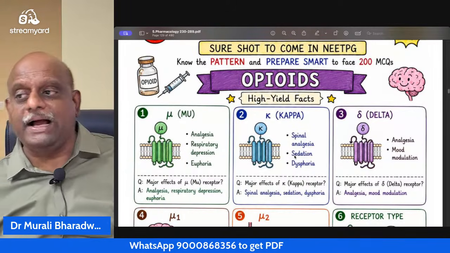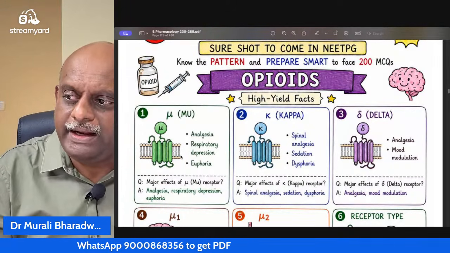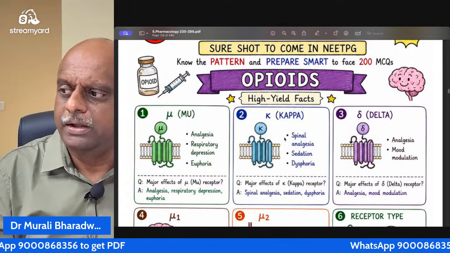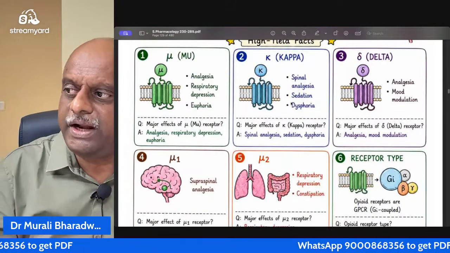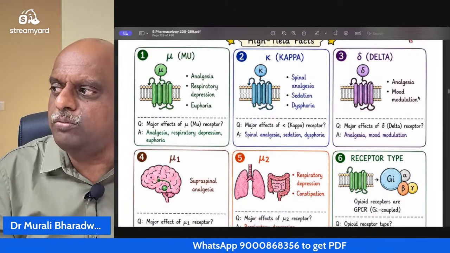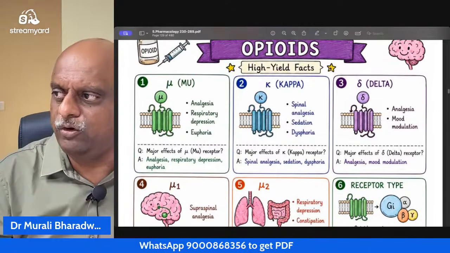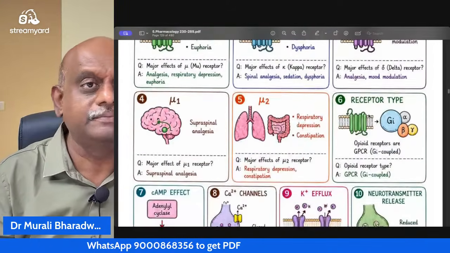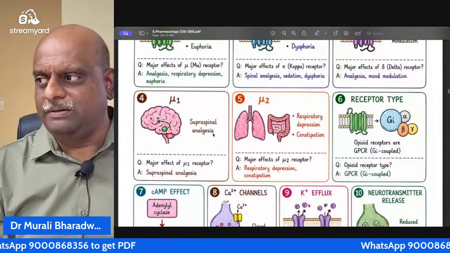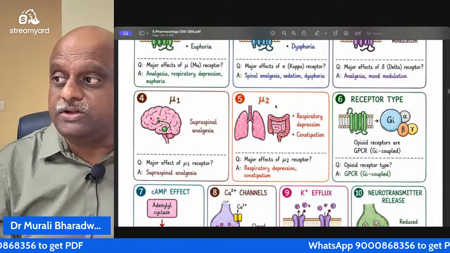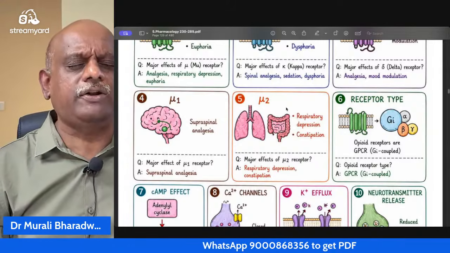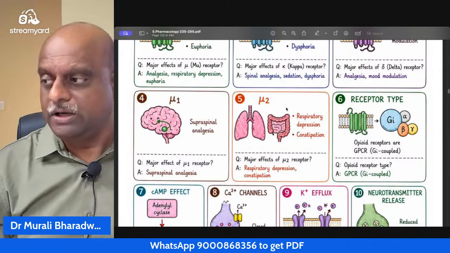Mu, kappa, delta, 3 receptors. Analgesia, respiratory depression, euphoria are mu. Whereas sedation, spinal analgesia is kappa. Mood modulation caused by opioids is delta. Supraspinal analgesia is mu1. Respiratory depression, constipation is mu2. What is the universal side effect of all the opioids, doctor? Constipation.